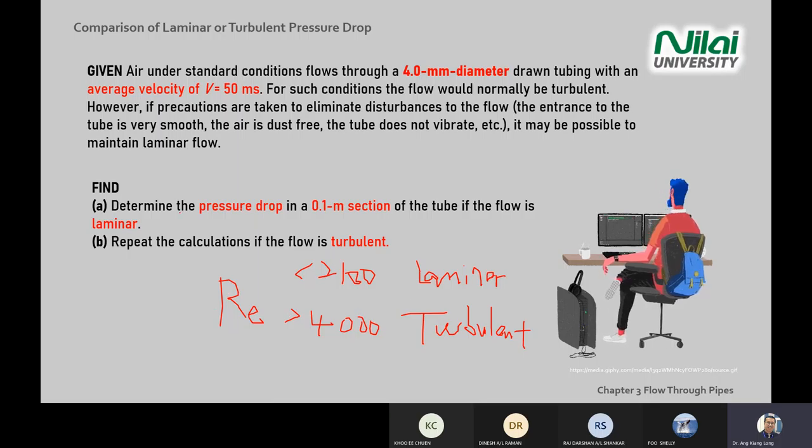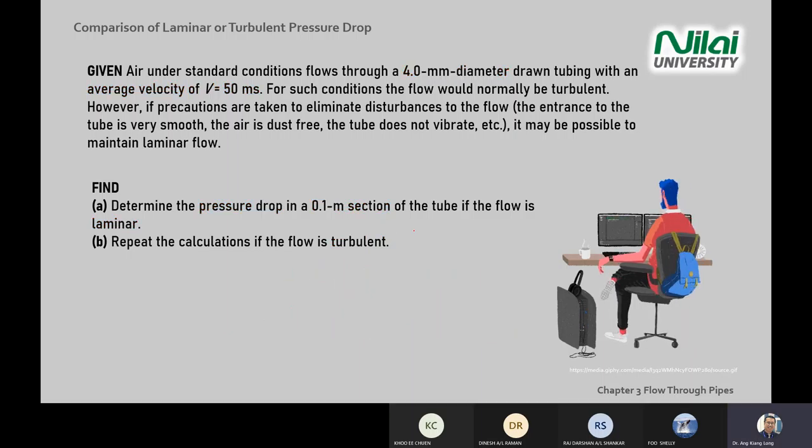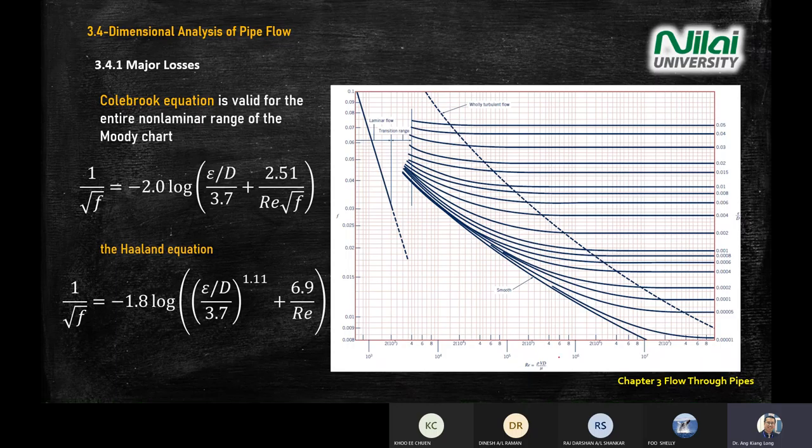Okay, so first one, when you look at a question, whether it asks you about the friction or the flow, the first step in your answer is to calculate the Reynolds number. There's an equation under the Moody graph, even if you forget. Reynolds number equals rho Vd divided by mu, so you have the density, velocity, diameter, and viscosity.